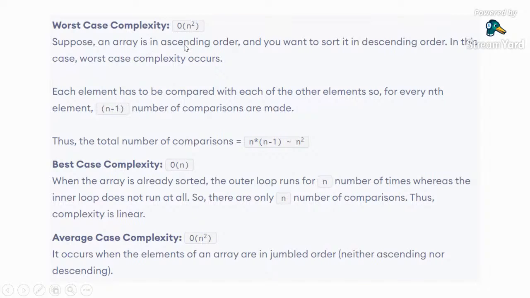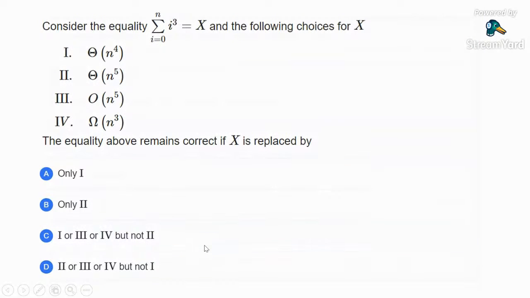Okay, so the worst case analysis is order of n square, the best case is order of n, and the average case time complexity is order of n square. Now we will see some questions based on these asymptotic notations and sorting. We will see these questions one by one, and we can see what could be the approach for solving these questions.